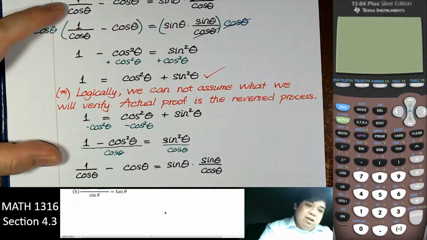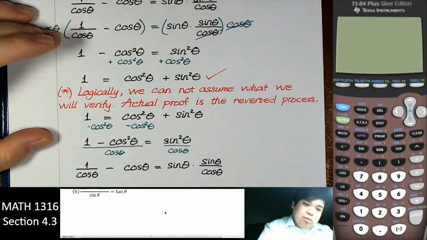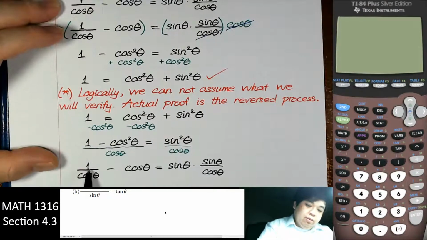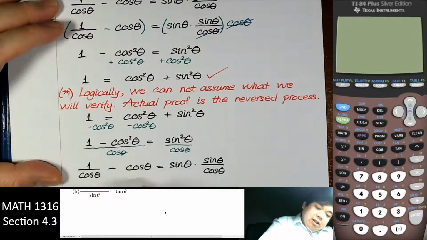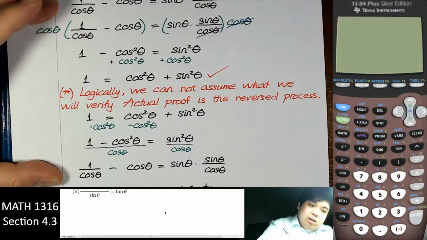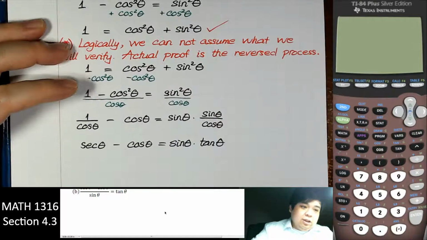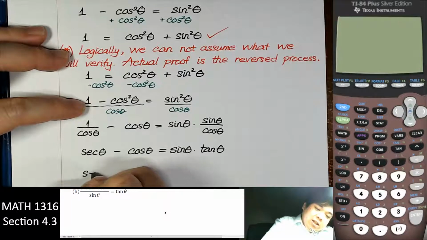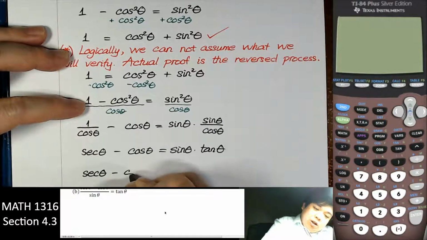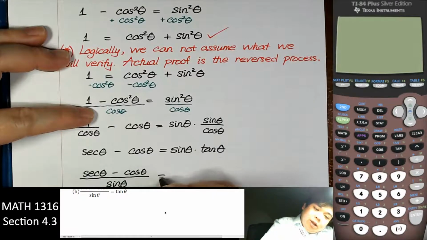And then the next step is, of course, that. And 1 over cosine is secant minus cosine and sine times tangent theta. And then the last step is secant minus cosine divided by sine equal to tangent.